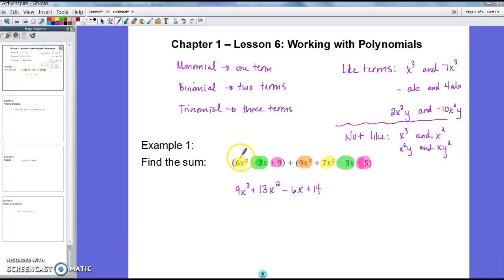So I started with my first expression, my first trinomial, and I matched all of those terms up with whatever other terms were there, combined them, and then I went back and checked to see if I missed any terms. Okay, so my final answer here is 9x cubed plus 13x squared minus 6x plus 14.